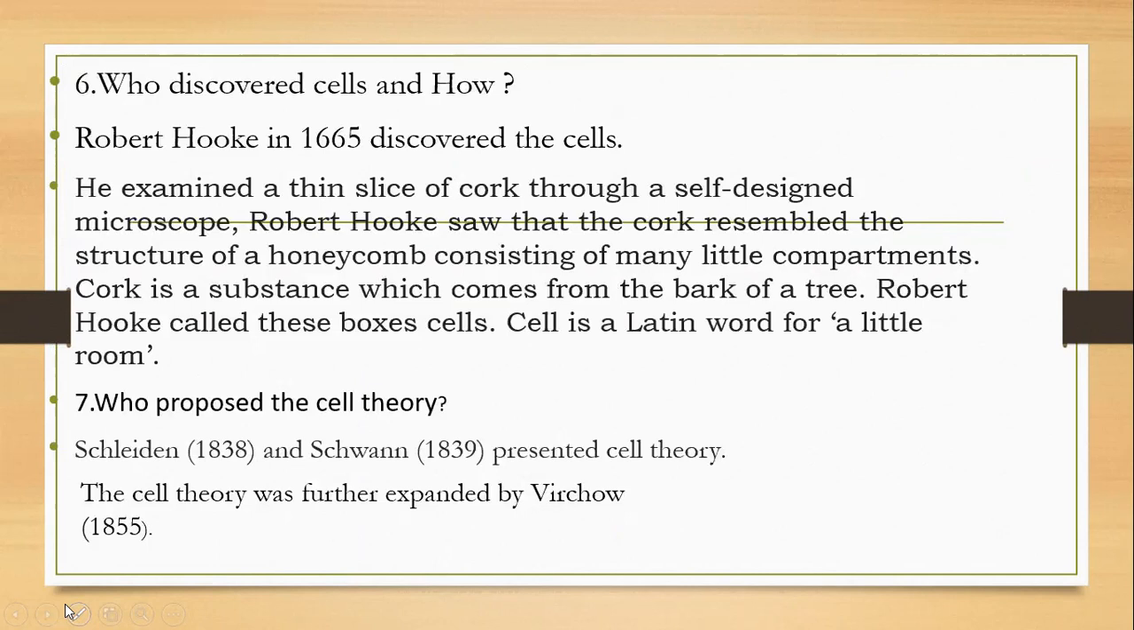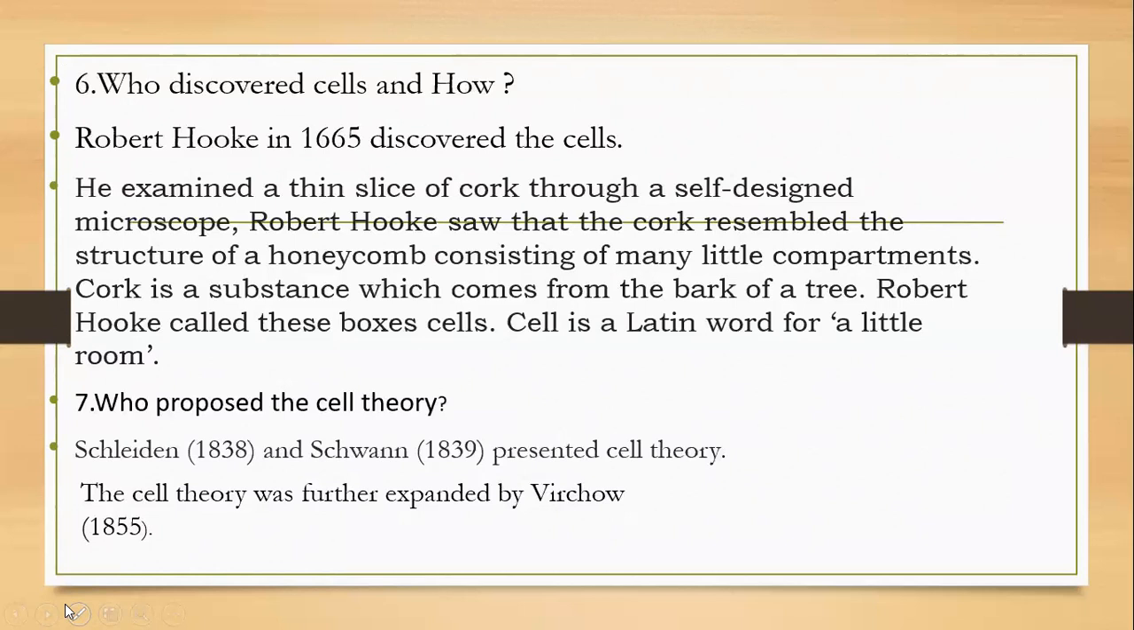Who discovered cells and how? Who discovered? Robert Hooke in 1665. How? He examined a thin slice of cork through a self-designed microscope. Robert Hooke saw that the cork resembled the structure of a honeycomb consisting of many little compartments. Cork is a substance which comes from the bark of a tree. Robert Hooke called these boxes cells. Cell is a Latin word for a little room.